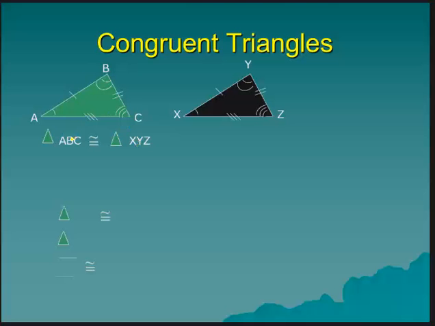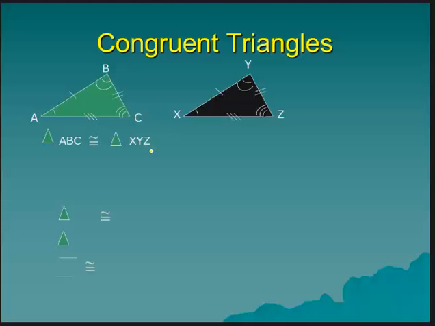Then I go back and I see what I put second. I put angle B. The corresponding part to angle B over here is angle Y, so it must go next in its name. Then I go to the third letter. I chose C. The corresponding part in the black triangle for angle C is angle Z, so that must go last in my name. So my correctly stated congruency statement is triangle ABC is congruent to triangle XYZ.